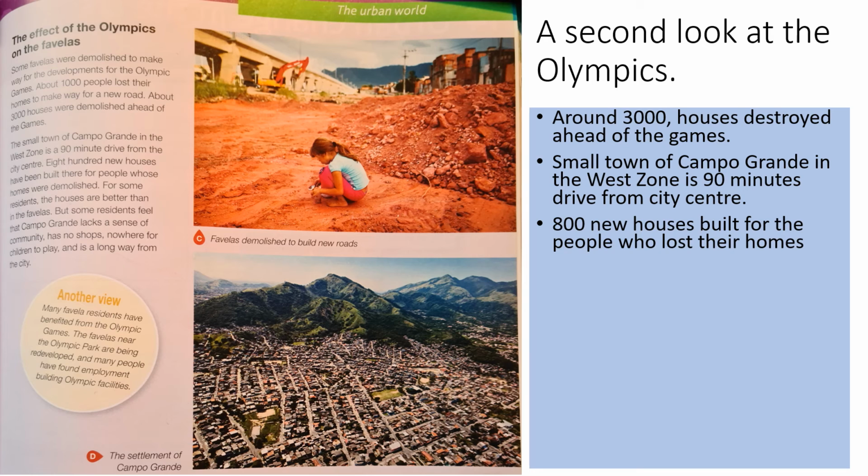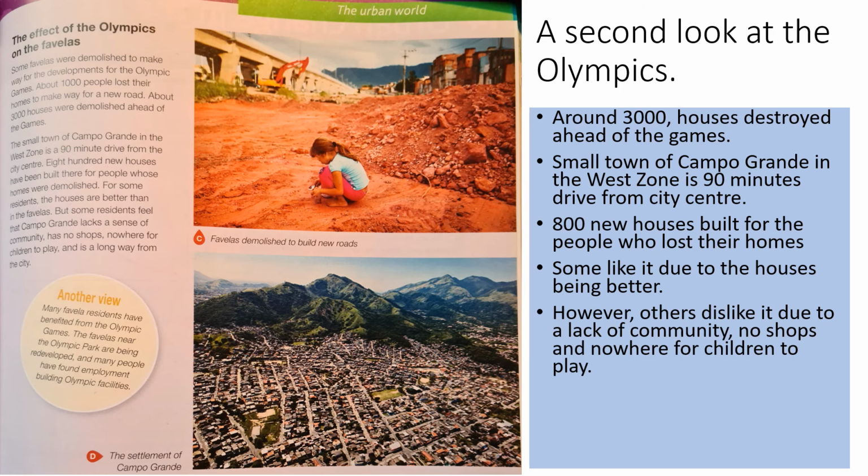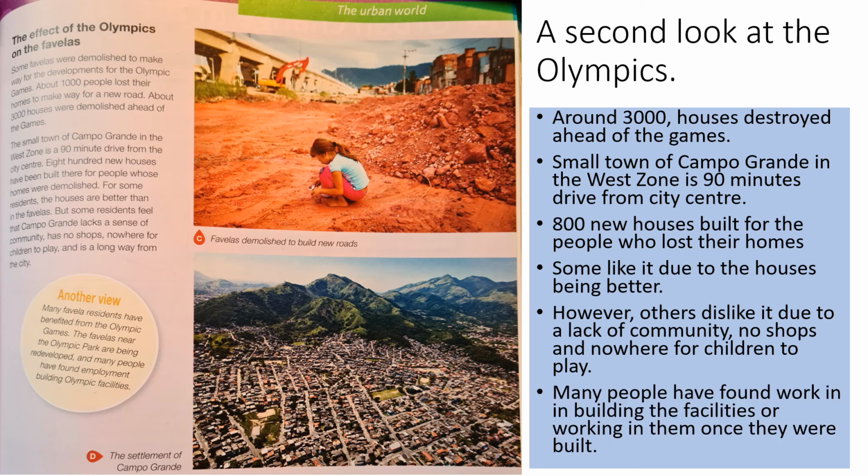They created 800 new houses in the town of Campo Grande, which was in the west zone, 90 minutes drive from the city centre. Now, some of the people were very happy about this because they got new houses which would have been built from brick, have proper electricity wiring through it, and access to clean water. And so they were really pleased with what they got. However, others disliked it due to the lack of community, no shops, and nowhere for children to play, as well as the fact that it's 90 minutes from the city centre.